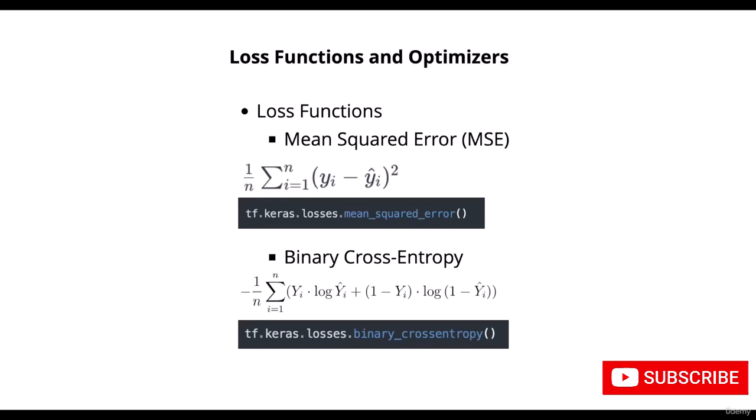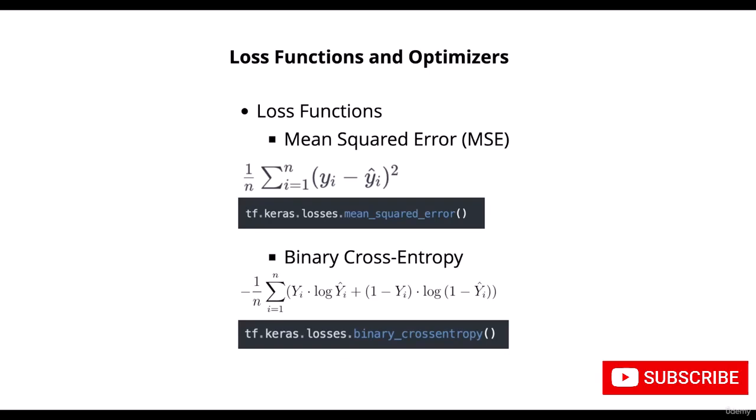The common loss functions look something like this. Let's go over the mean squared error first, MSE. It measures the average squared difference between the predicted and actual values. Suitable for regression tasks, mathematically it is represented as MSE equal to 1 over n, summation of i equal to 1 to n, of (y_i minus y_i predicted, which is y hat) squared. TensorFlow usage is tf.keras.losses.MeanSquaredError.